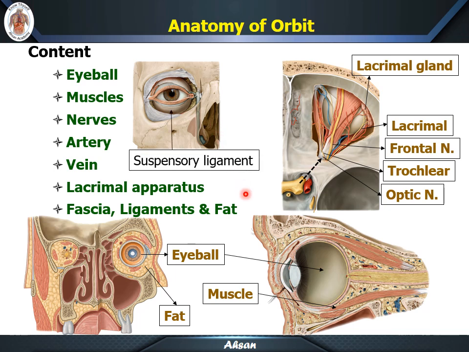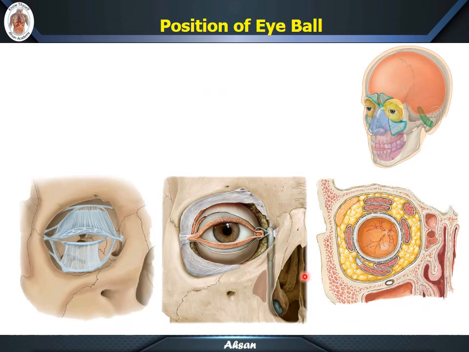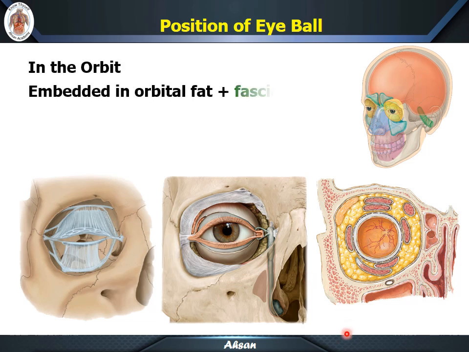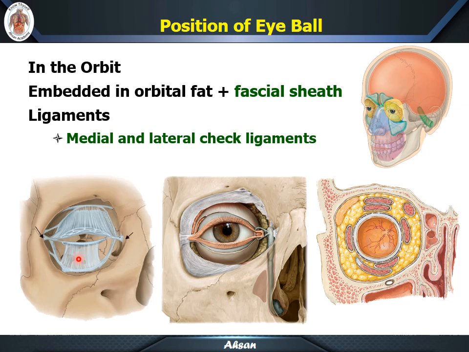This is the suspensory ligament, and these are the check ligaments, medial and lateral. How this eyeball is maintained in position, I have already discussed: it has fascia, ligaments, and the rest of the part filled with fat. So you can see this framework formed by the fascia and the ligaments. The ligaments are the medial and the lateral check ligament. This is the medial check ligament, this is the lateral check ligament, and the suspensory ligament is this one.